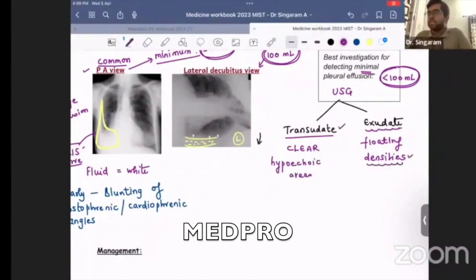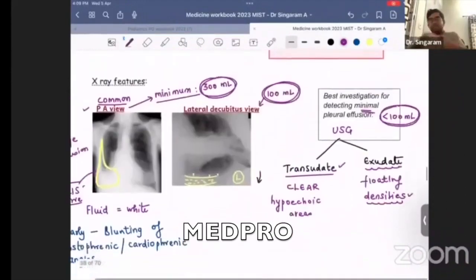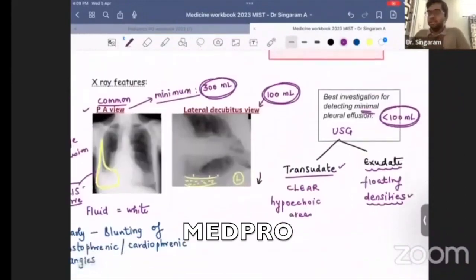Yes, Dr. Shirley, correct. Yes, that is correct. Okay, fine. Is it clear? Able to follow this, right? Okay, right. So this is the investigation which we can do to detect the pleural fluid.